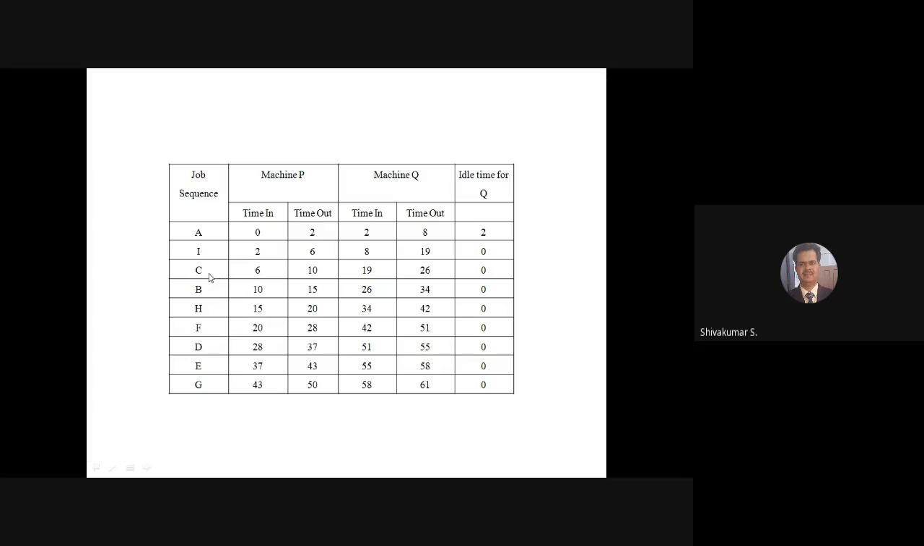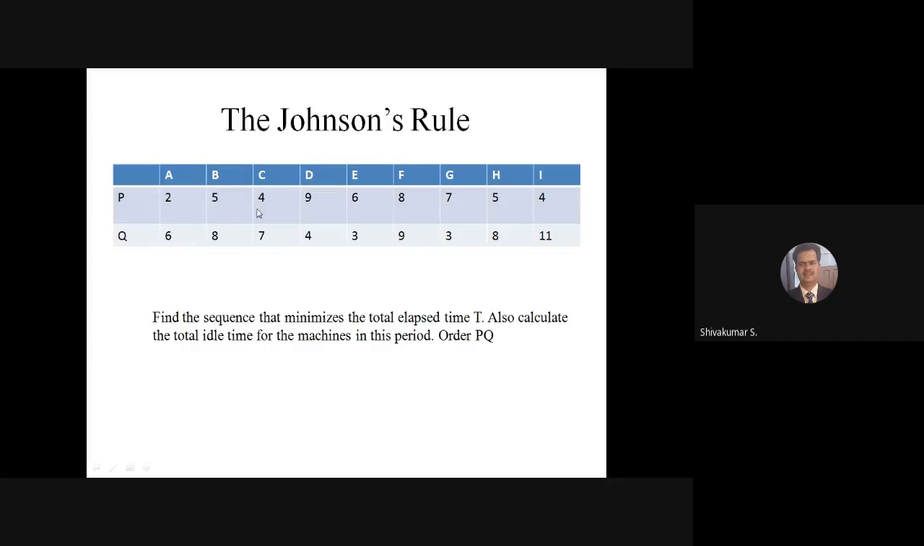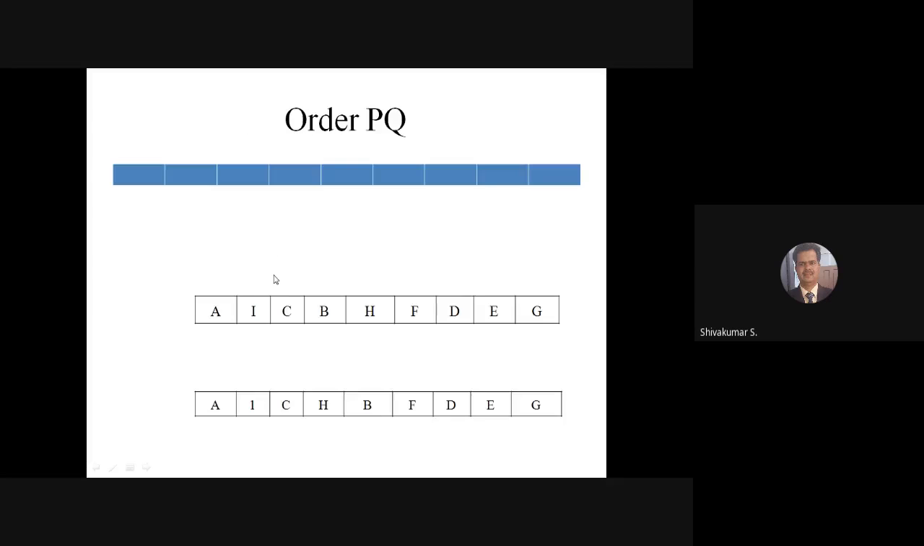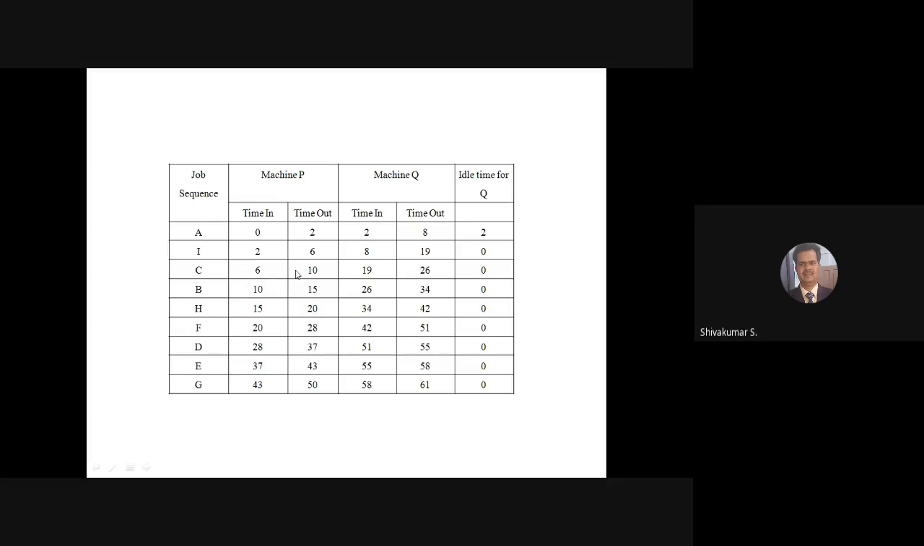Now coming to job C. Now machine P, time out 6. You write this 6 here. So check out here, job C takes 4 minutes on P, 7 minutes on Q. So now 6 plus 4, 10 minutes.